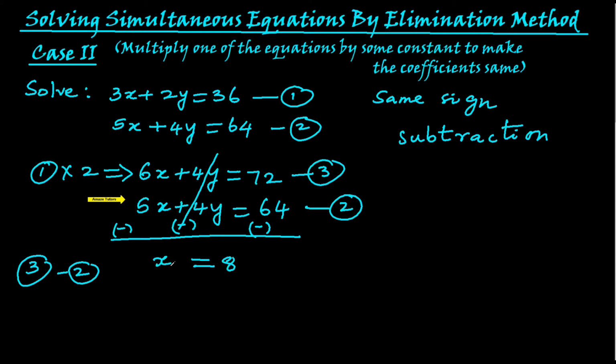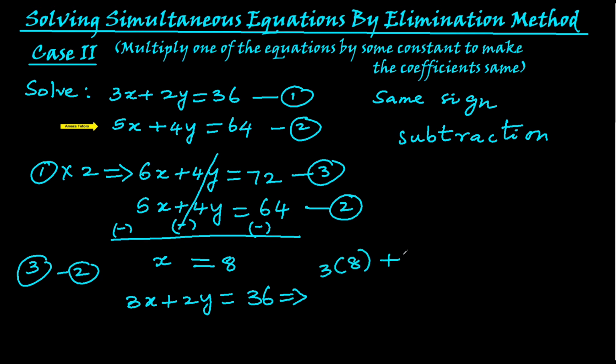We are not done. We need to find the value of y. You can substitute the x value in any one of the equations. So let's select the first equation now. 3x plus 2y is equal to 36. Now substitute the x. 3 times 8 plus 2y, which is equal to 36. 3 8s are 24 plus 2y is equal to 36.